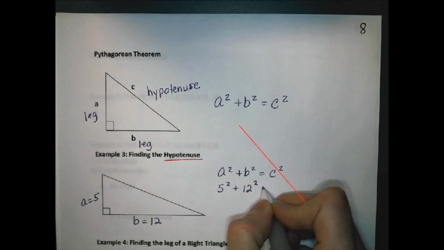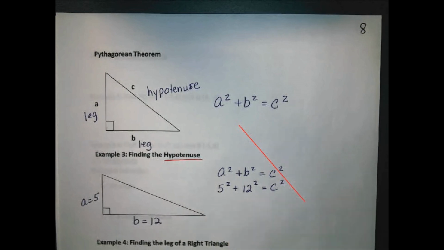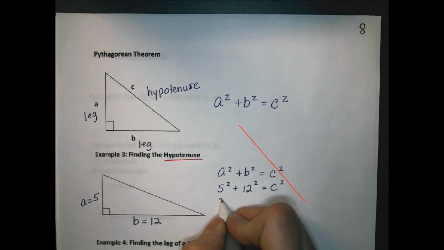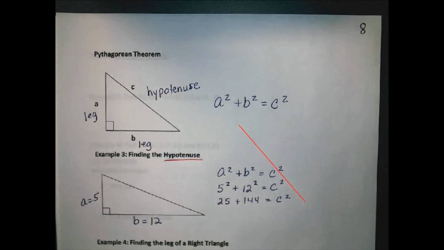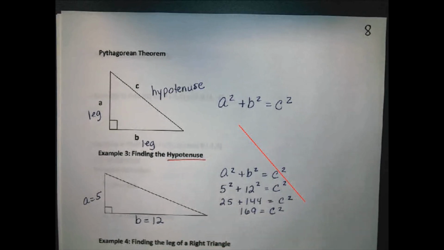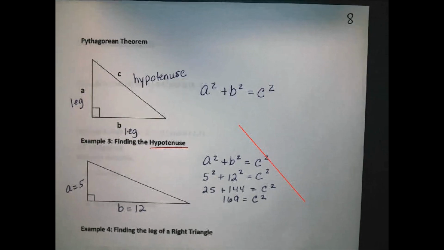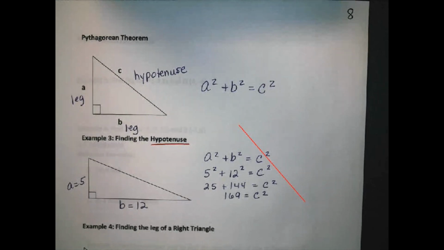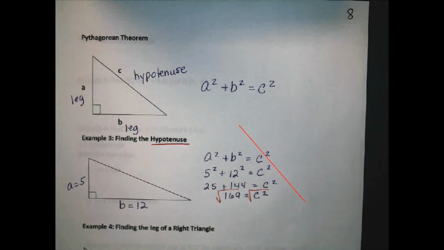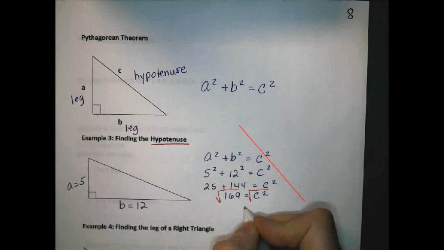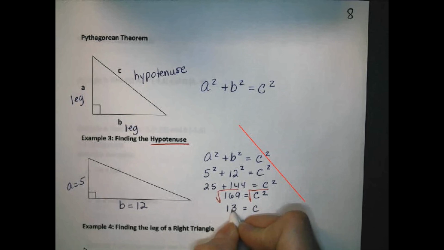In simplifying, I get 25 plus 144 equals c squared. The sum of 25 and 144 is 169, which equals c squared. How do I find out what c is when I only know c squared? In order to do that, I have to take the square root of both sides of the equation, because the square root of c squared is c, and the square root of 169 is 13. That means the hypotenuse for this right triangle, C, equals 13.